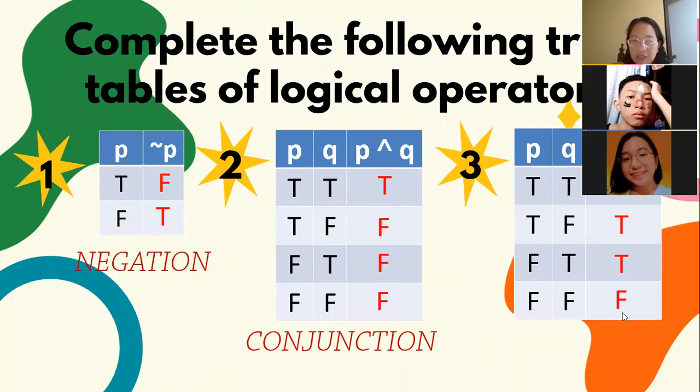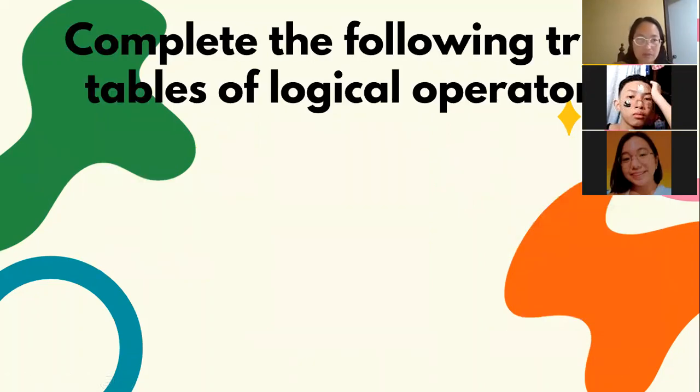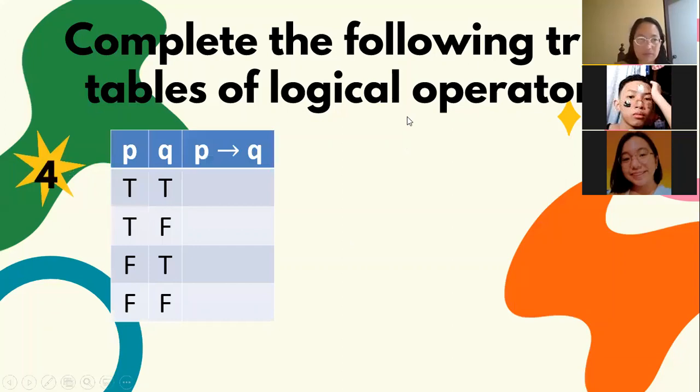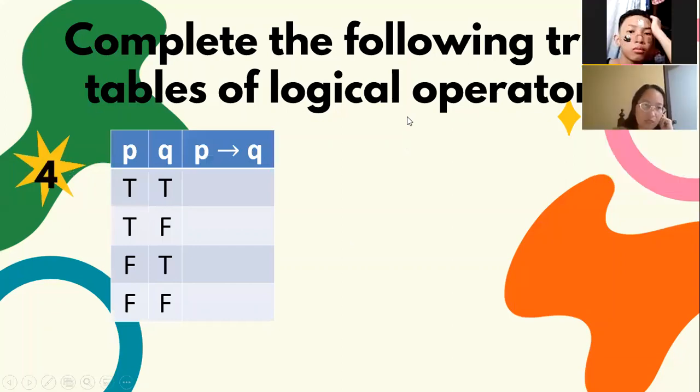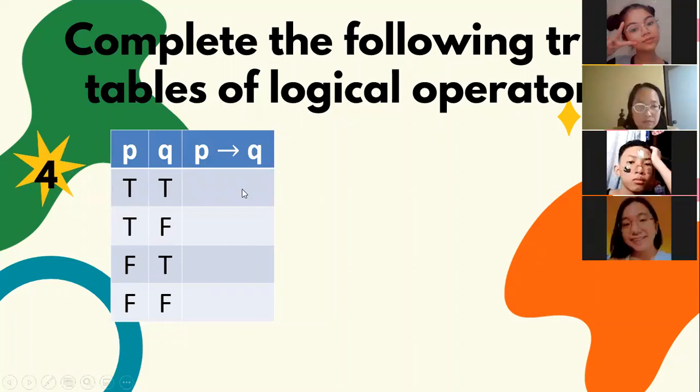Ano? So kabaliktaran naman ng conjunction. Ang only true ay kapag parehas sila na true. Okay po yan? So that's the disjunction. Okay? Let's have the fourth table. Yes, Ariane? The first po ay true. Okay. Second is false. Okay. Third is true. Okay. And how do you call this logical operator?